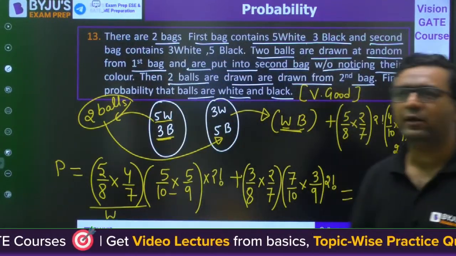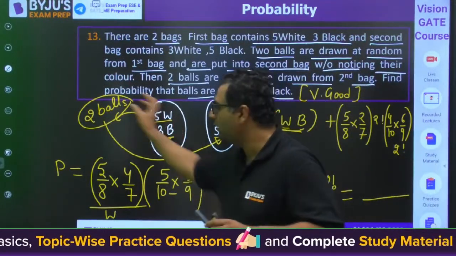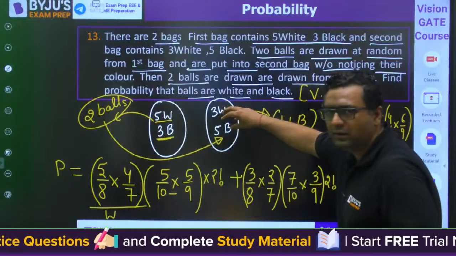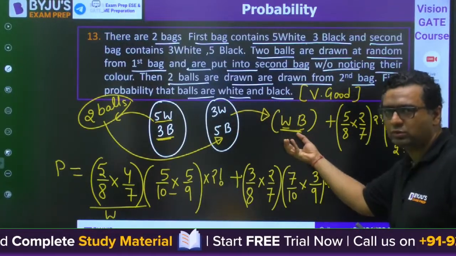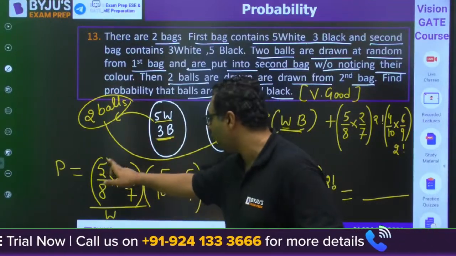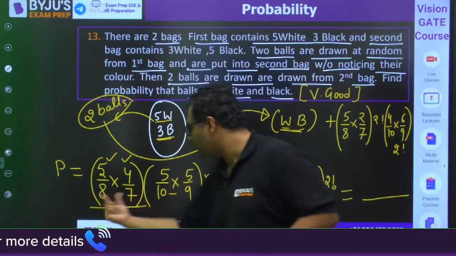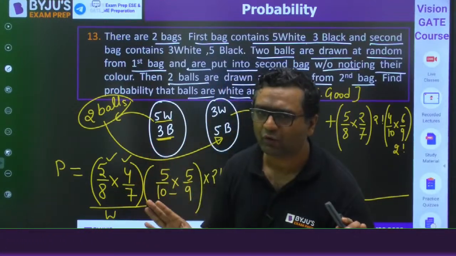Yes, I am once again repeating it. What is the first case? I am taking 2 white balls out, placing them here, then taking 1 black, 1 white out. Okay, first case: the first white will be 5/8. The second white will be 4/7. It's fine. And as both are white, we need not multiply with 2 factorial.